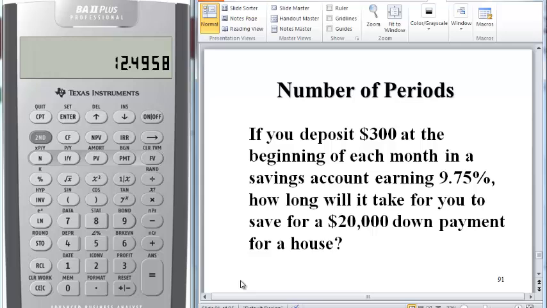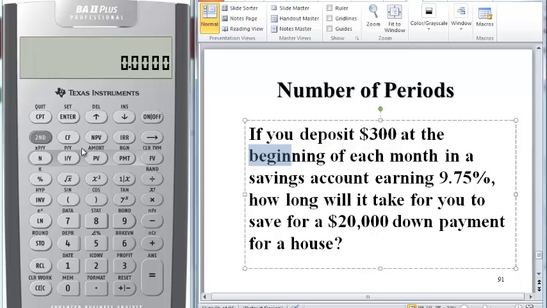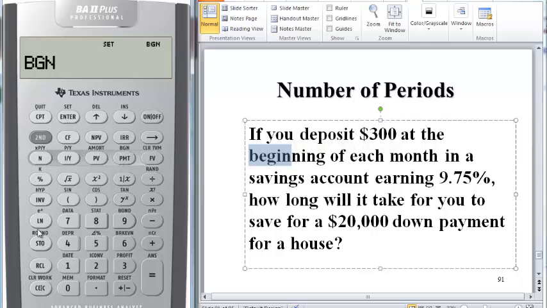If I deposit $300 at the beginning of each month in a savings account earning 9.75%, how long will it take for me to save for a $20,000 down payment to buy a home? Well, let's take a look. So this is done at the beginning. So I need a second payment, second enter. My calculator is now set to beginning.